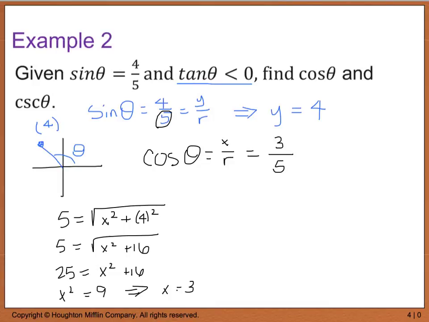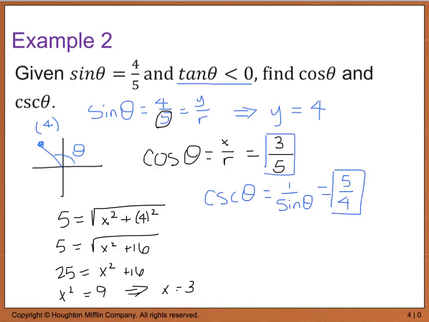And if I want to go and find cosecant, I know that cosecant of theta is really equal to 1 divided by the sine of theta. And if sine theta was 4/5, then cosecant is 5 divided by 4. So my two solutions then would be 5/4 and 3/5.